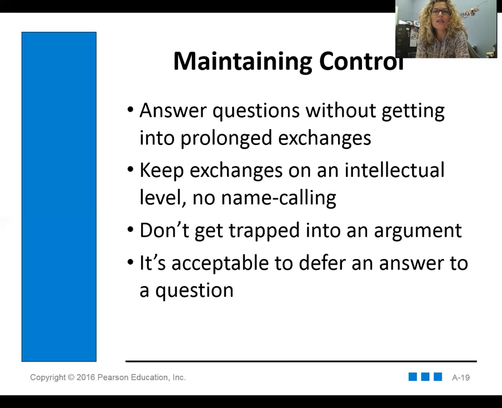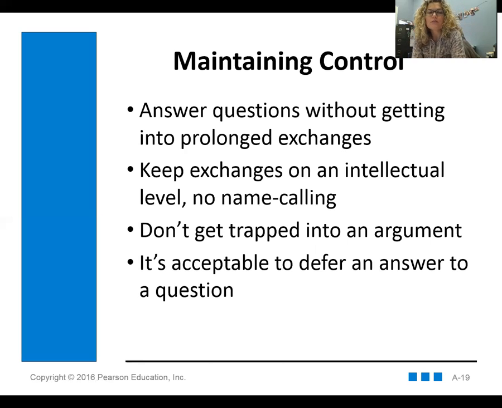So if it does get heated, maybe ask the person, let's talk about this afterwards, so we can be more one-on-one. If you get trapped into a dialogue, then you start losing the rest of your audience. So, not trying to ignore the person, but asking, let's take this outside afterwards, or, let's talk a little bit later. And then bring the rest of the group back into it.